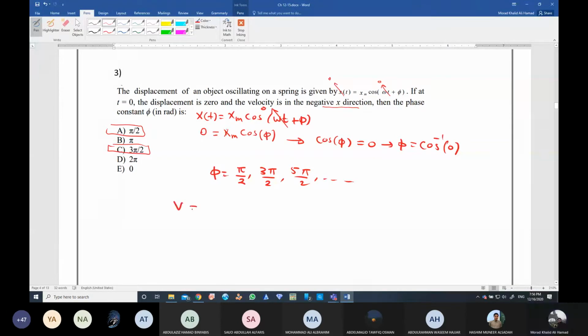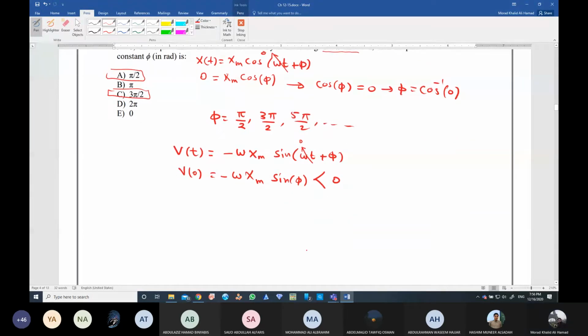We know that velocity of t is equal to minus omega xm sine of omega t plus phi. Now at t equal to 0, v of 0, this term will be 0, so it is equal to minus omega xm sine phi. It's given that this is in the negative direction, which means it is less than 0. By comparing this equation, sine phi should be greater than 0, because here we have a minus, omega is positive and xm is positive. So when sine phi is greater than 0, phi is equal to pi over 2. Clear, Shabab? Yes. Okay, because sine of 3 pi over 2, which is 270 degrees on the calculator, will give you minus.